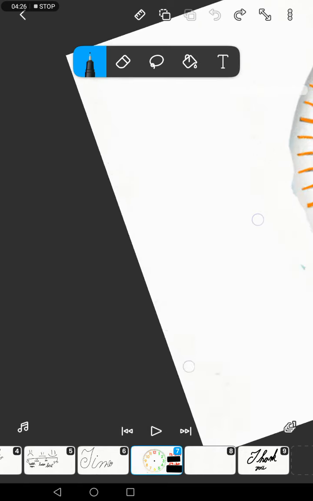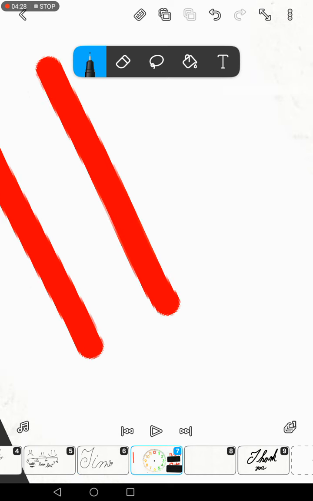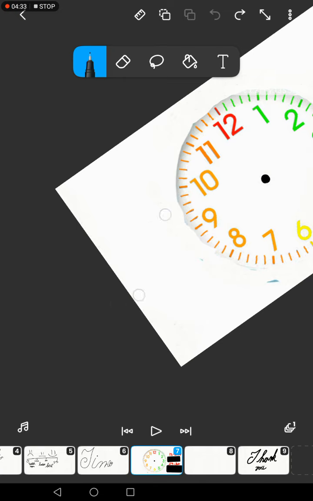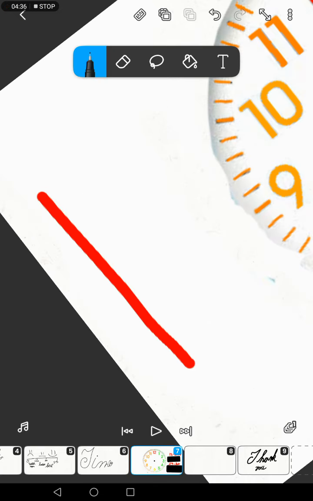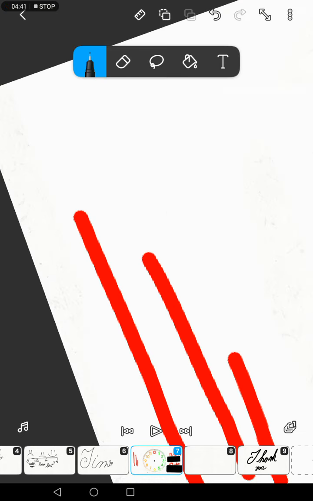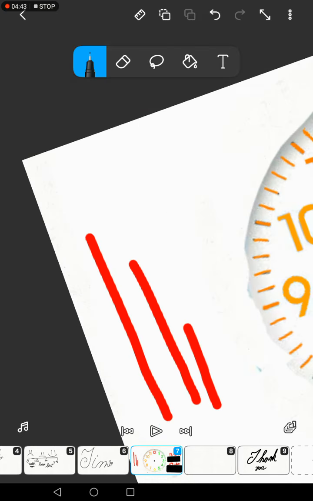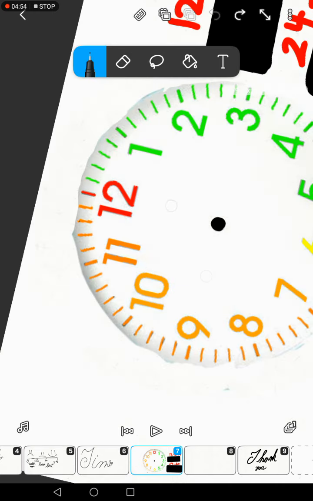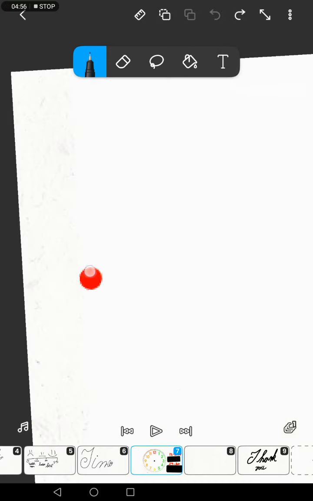Also there are 3 types of hands: second hand, minute hand, hour hand. Second hand is the longest hand. Minute hand is quite a bit shorter than the second hand. Hour hand is the smallest hand. Second goes fast.